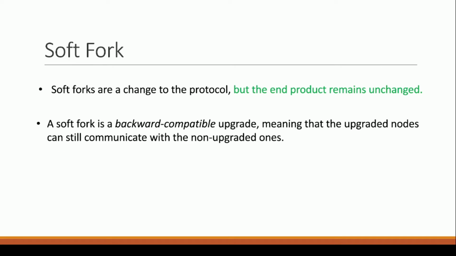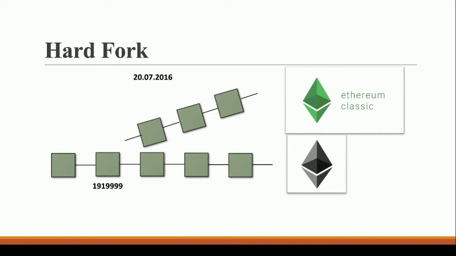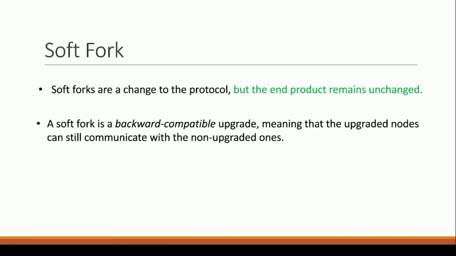If we talk about the second point, a soft fork is backward compatible. Hard forks are not backward compatible. Once a hard fork is done, as the name suggests, hard, you cannot go back. But soft forks are actually backward compatible, meaning that upgraded nodes can still communicate with non-upgraded ones. As I said, soft fork is also going to change the protocol. So it is like you're updating your software. After the upgradation of your software, the people who are going to use that upgraded software will be able to communicate with those people as well who have not actually upgraded their own software. So both of these different parties will be able to communicate with each other.